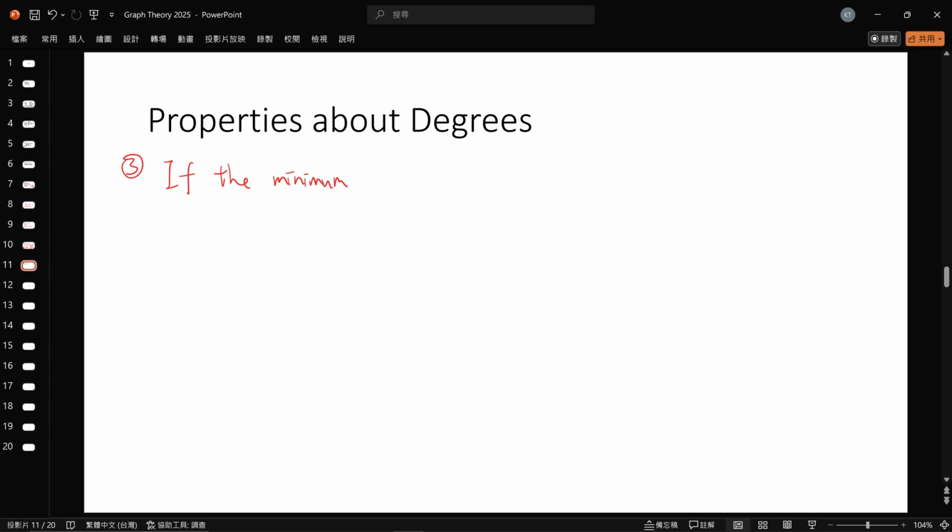So the statement is very similar to the previous one. The only difference is the threshold here. Instead of n minus 1, now it becomes n minus 1 over 2. So is this one correct?